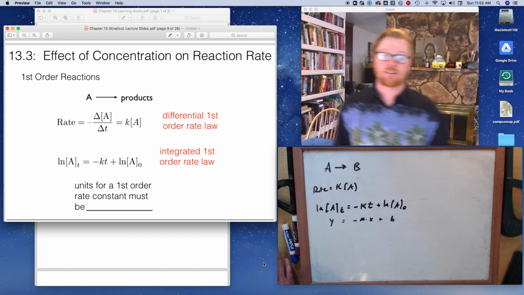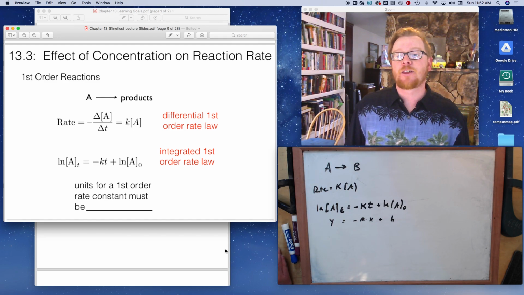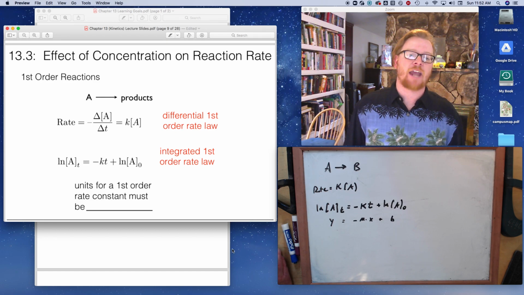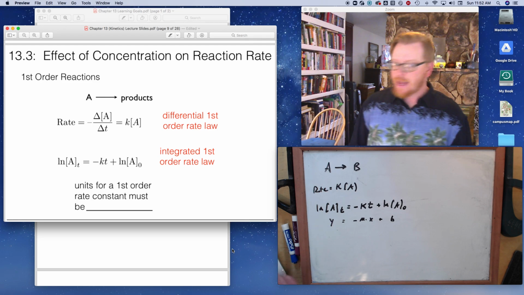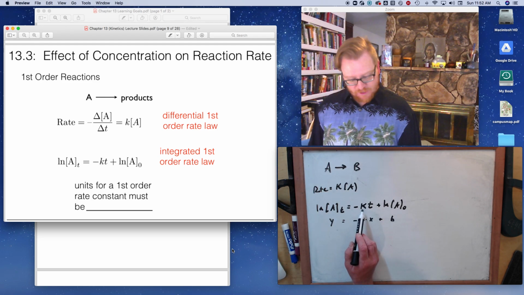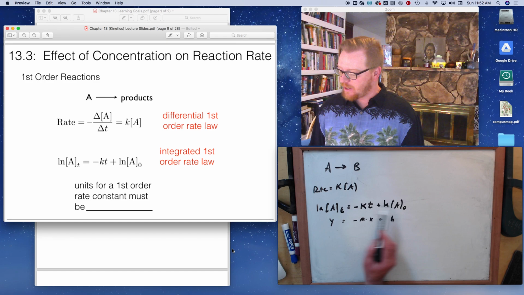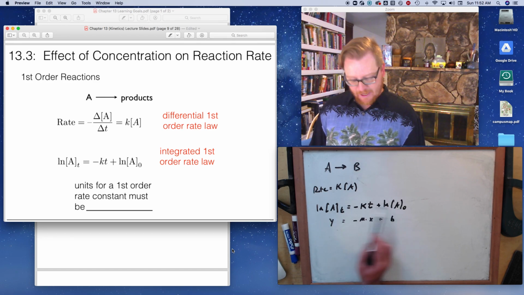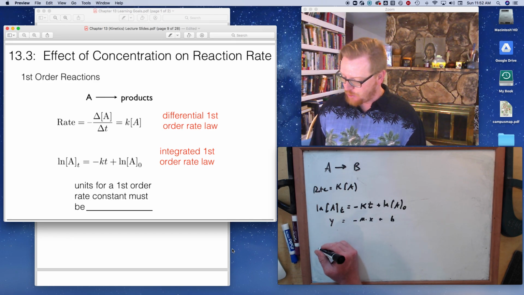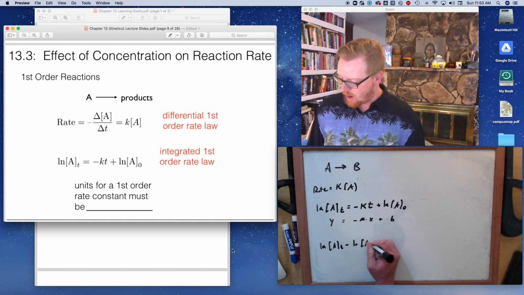I want you to know units of rate constants, because the unit of a rate constant is going to change whether it's first order, second order, or 0 order. And so there's a couple different ways we can work out what the units of this have to be. I'm going to rearrange this equation algebraically, all right, and show you that if I say natural log of A_t minus natural log of A_0, and that still equals negative kt.